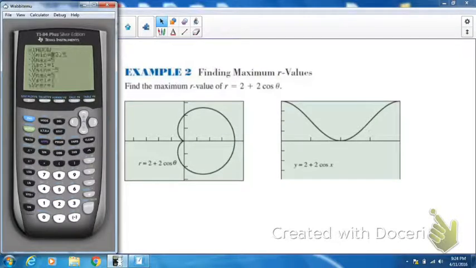I'm going to check my window again. I want to change my maximum and minimum here a little bit, maybe -5 and 5. That's fine. I like to make it the same for my x's and my y's. So -5 to 5 and -5 to 5, and then I'm going to graph.